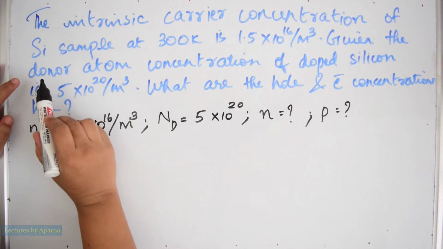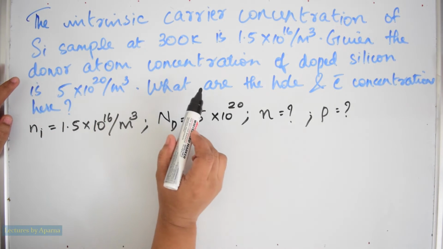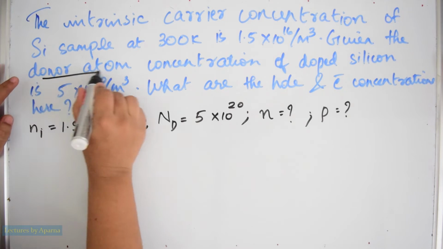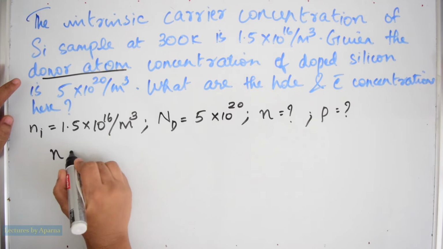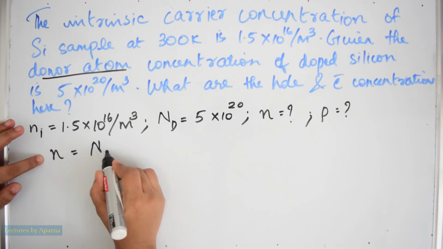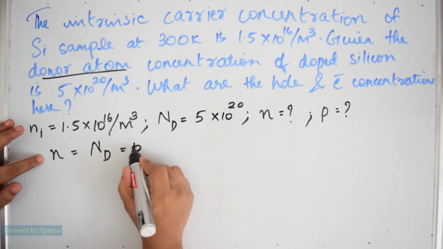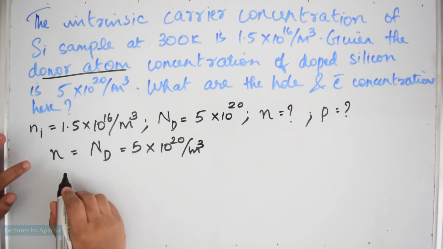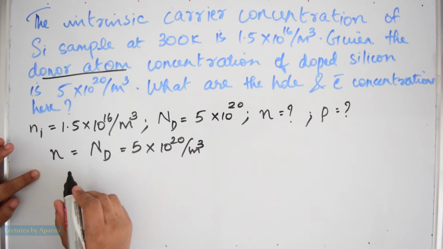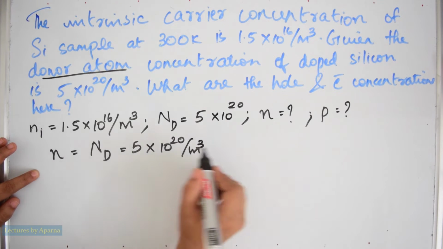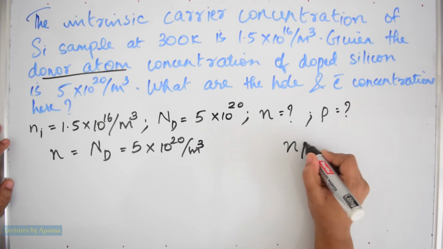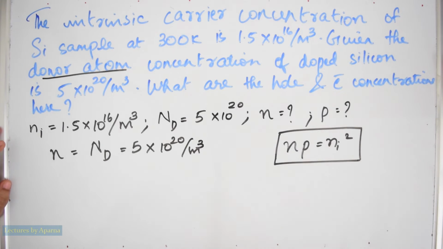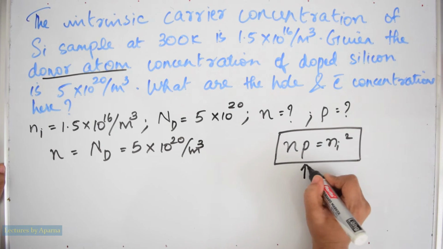Since this is doped with donor atoms, the electron concentration will be same as that of donor atom. That is, N will be same as that of Nd, which is equal to 5 into 10 raised to 20 per meter cube. Now, using mass action law, that is given as Np is equal to Ni square. This is the mass action law. We have to find the value of P.